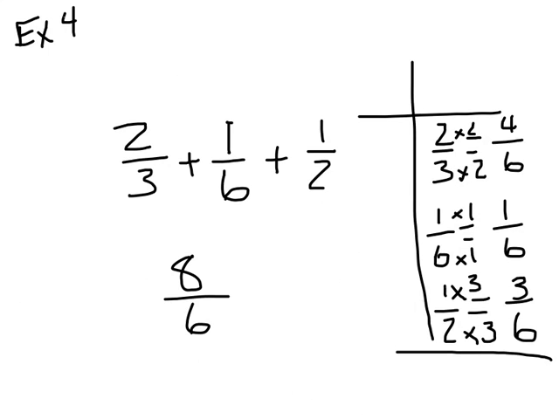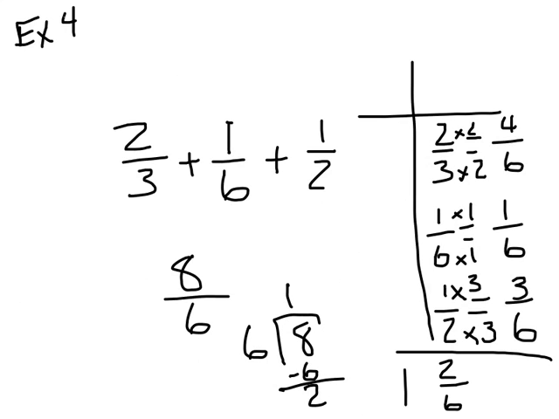What should I do now? I need to change 8/6 into a mixed number. 6 goes into 8 one time. 1 times 6 is 6. That gives me 1 and 2/6. There's one more thing that I have left to do. I need to simplify. Divided by 2 gives me 1/3. So my final answer is 1 and 1/3.